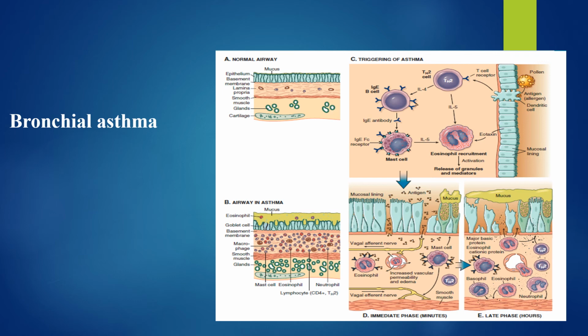The basis of the pathogenesis of atopic asthma is type 1 hypersensitivity reactions. We have studied the mechanism of these reactions in the first semester. In the pathogenesis of non-atopic asthma, the allergic immune mechanism is not involved. In patients with non-atopic asthma, immunoglobulin E is synthesized within normal limits.